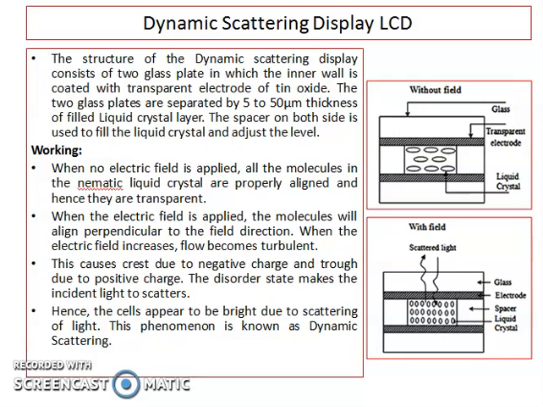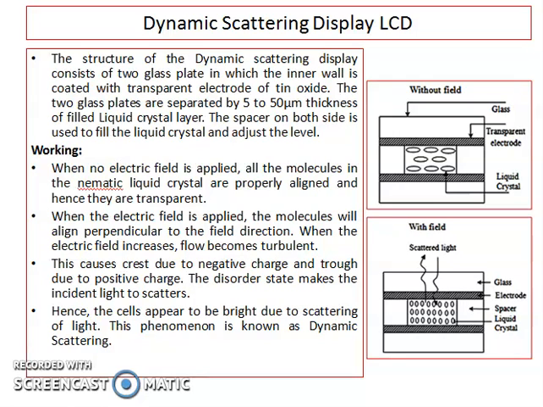Similar to LED, here also we have two types of construction, and depending upon that we have two types. One is dynamic scattering display LCD. The structure of dynamic scattering display consists of two glass plates in which the inner wall is coated with transparent electrode of tin oxide. The two glass plates are separated by 5 to 50 micrometer thickness of filled liquid crystal layer. The spacer on both sides is used to fill the liquid crystal and adjust the level. So here we see that we have a spacer and liquid crystals are available here. So next we will see the working of this type of LCD.